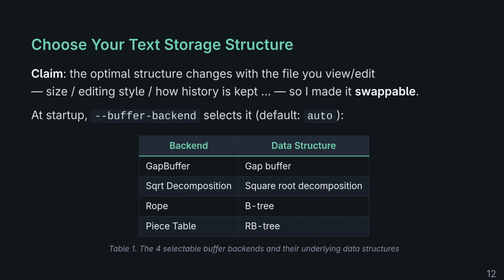You pick the backend at startup with a flag or the configuration file, and the default is auto. There are the 4 on the slide, from a simple gap buffer up to a red-black tree piece table. And auto isn't just a fallback. It actually chooses by file size at load time. Small files get the gap buffer, and files 10 megabytes and up get the piece table.